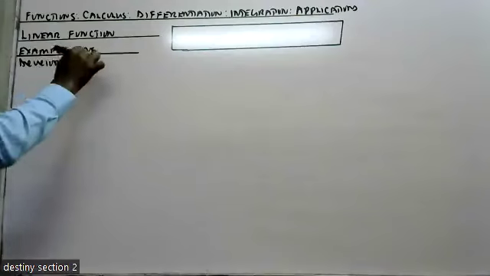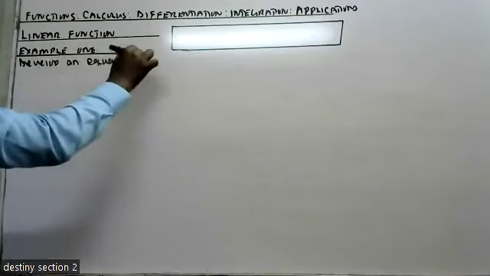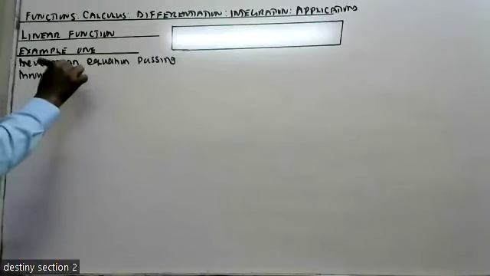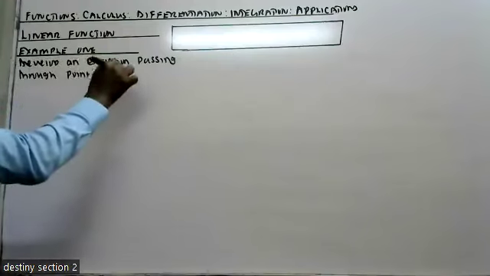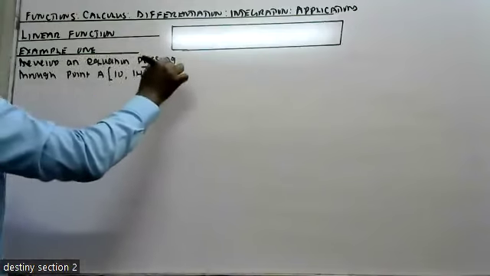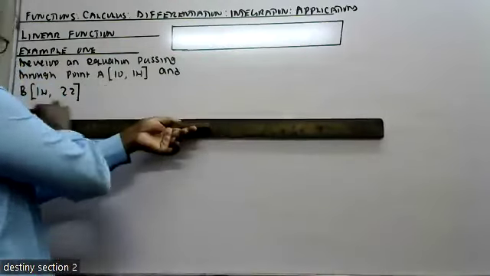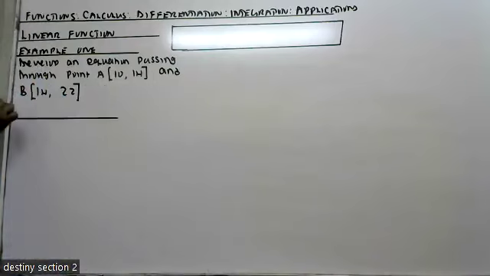Develop an equation passing through point A, which is (10, 14), and B, which is (14, 22). Develop an equation that is passing through point A that way. Now, the solution to this begins by bringing the format.